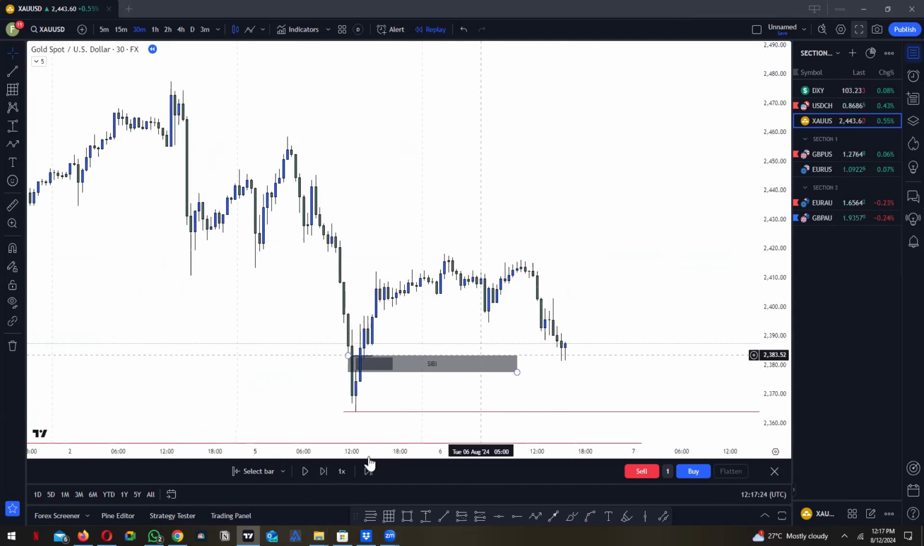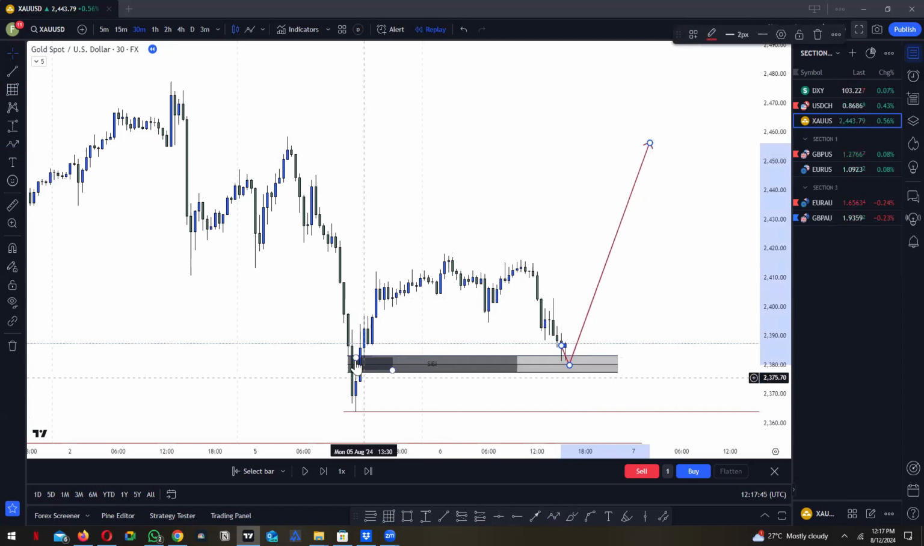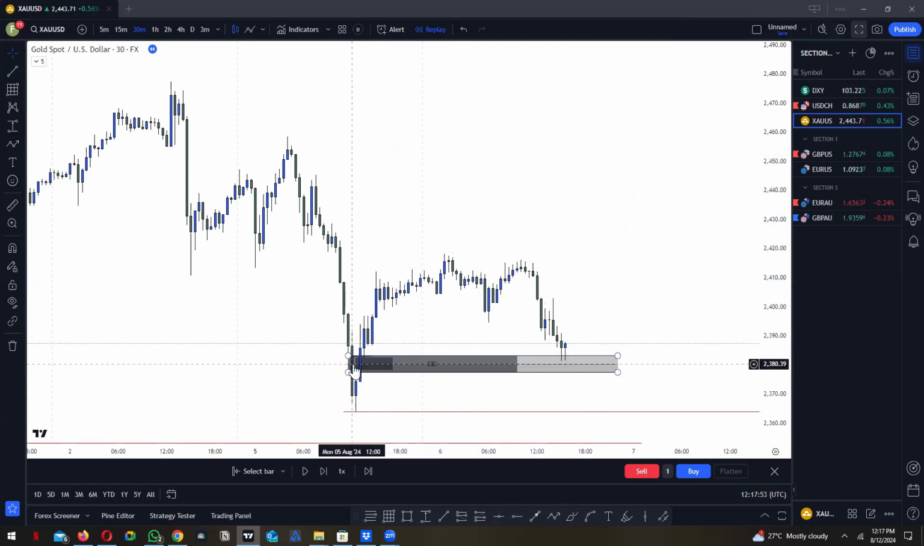And again, we are also going to identify our consequent encroachment. That's 50% of this fair value gap, and that's where we want price to come all the way down into, and price should not close below this very low here. We want price to just react off around here, then we continue to the upside, because we have this fair value gap here which has been inverted, and then we actually have this fair value gap here which was inversed and is right now serving as a strong support to push price all the way to the upside.